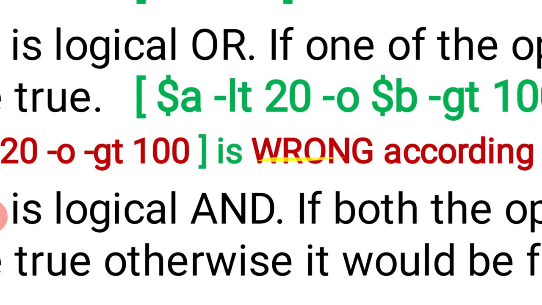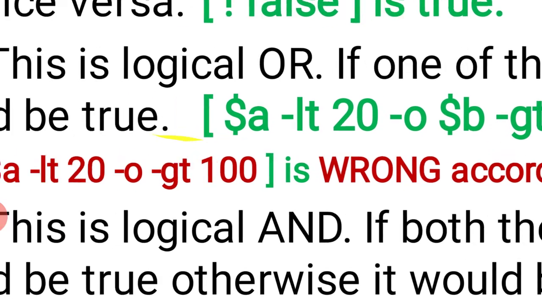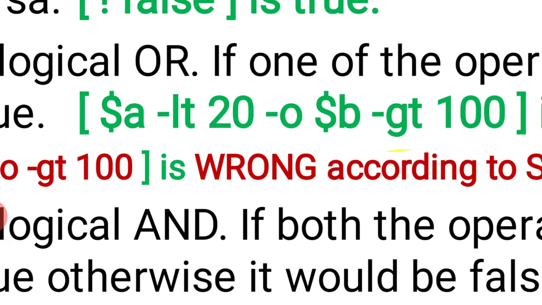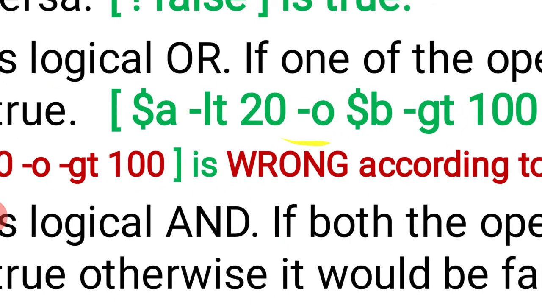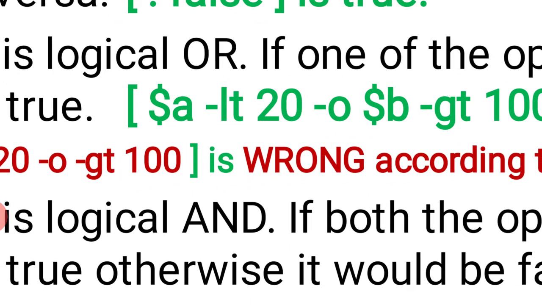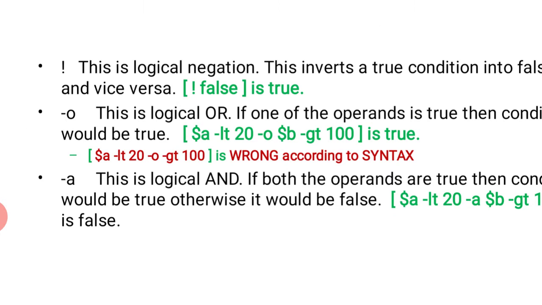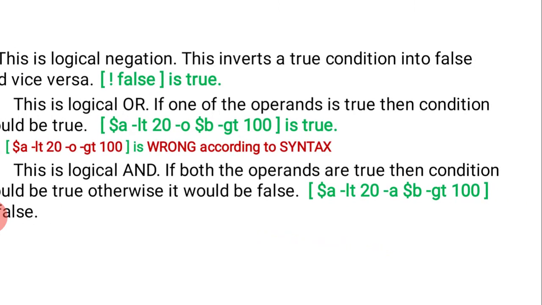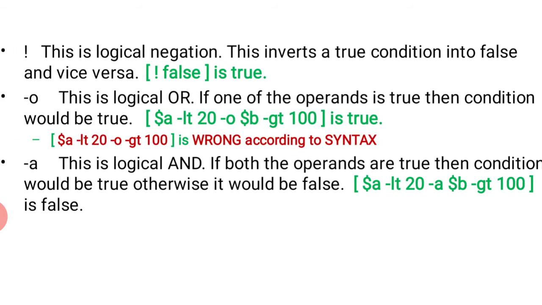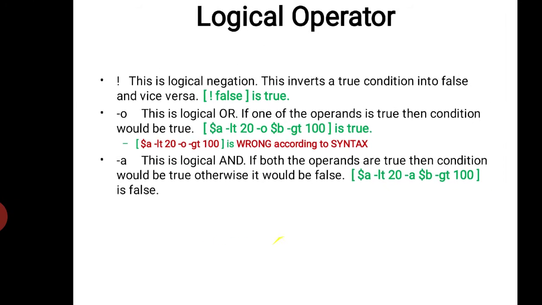Every time we write, this is one part and this is the second part. So we are combining two conditional statements, their true and false status, with the or logical operator. The last one is minus a. A means and: if both conditions are true, then only the condition will be true. If any of the conditions is false, then the answer will be false. So minus o, minus a, and the negation symbol. These are the three logical operators.